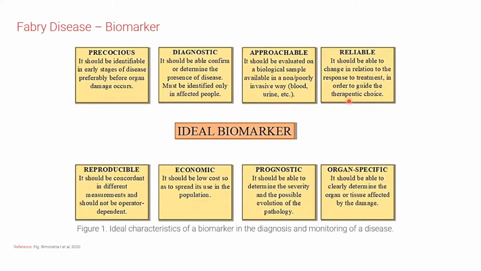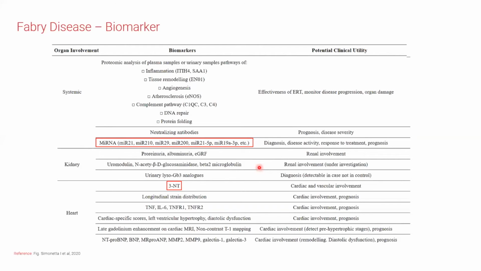It should be reliable, so it should be able to change in relation to treatment, for instance. It should also be reproducible, so it should give the same result when measured in different labs. Economic, okay, it's important. It should be a low-cost measurement. It's good to have a prognostic value with your biomarker. A biomarker should be able to determine severity of the pathology, and if possible, it should be organ specific. So it's a lot of prerequisites for an ideal biomarker.